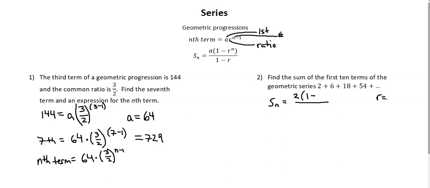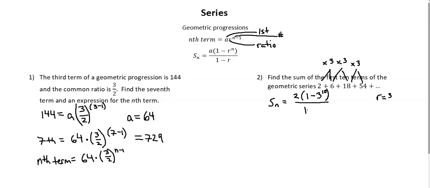Looking at our given terms, 2, 6, 18, and 54, we can see that from 2 to 6, we multiply by 3. From 6 to 18, we multiply by 3. Same for 18 to 54, so our ratio is 3. Back to our sum of n terms formula, 1 minus r, 1 minus 3 to the power of n. n in this case is 10 terms.